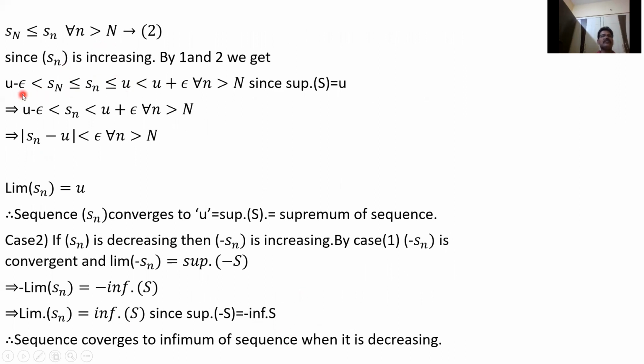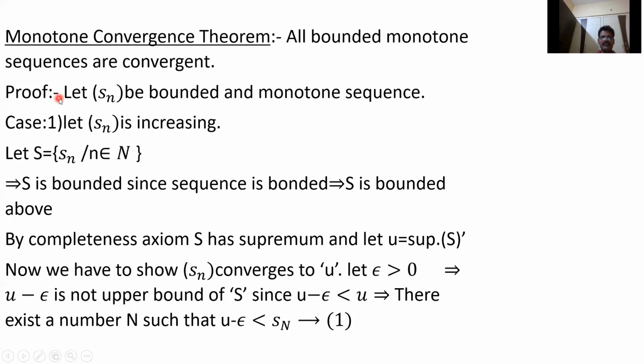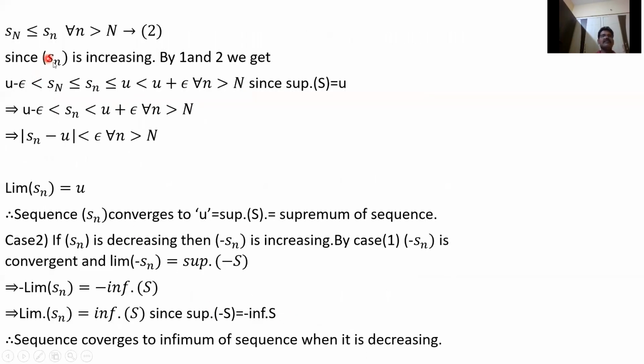So from 1 and 2 we write U minus epsilon less than S capital N, which is less than or equal to Sn. This is less than or equal to U because U is the supremum of S, an upper bound. That is less than U plus epsilon, because epsilon is positive. So finally we get U minus epsilon less than Sn less than U plus epsilon. Therefore, mod Sn minus U is less than epsilon for all n greater than N. Therefore, limit Sn equals U, and the sequence Sn converges to the supremum of the sequence.